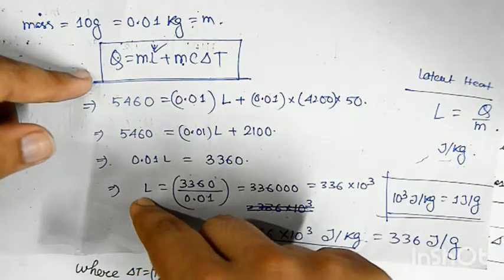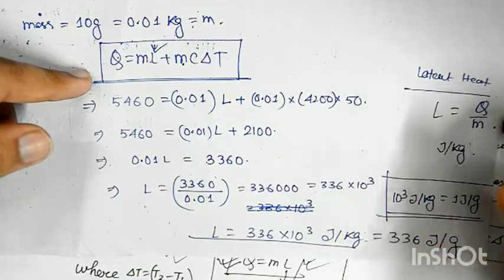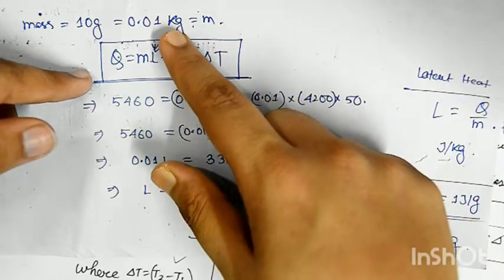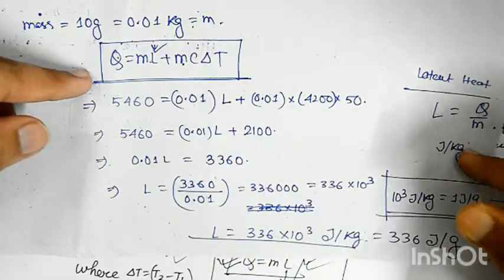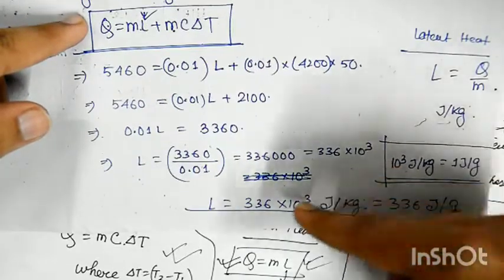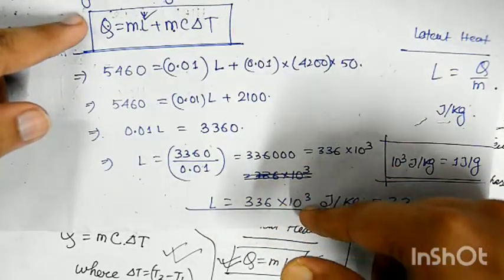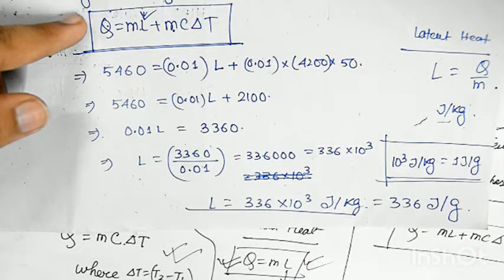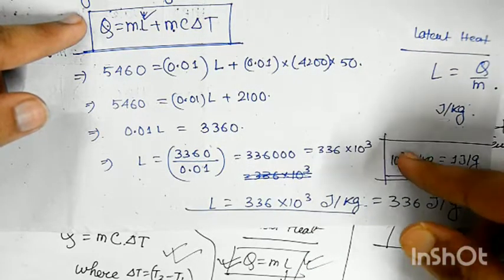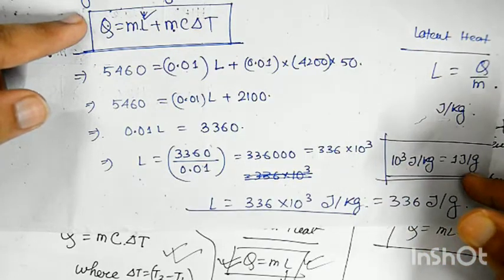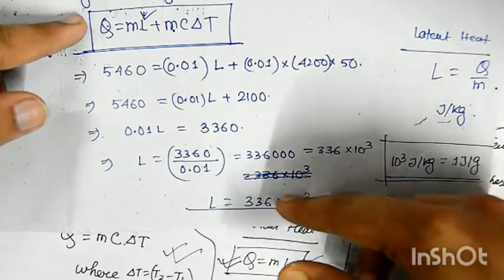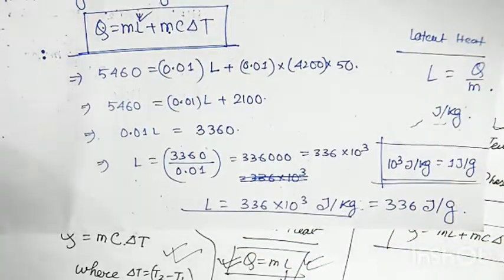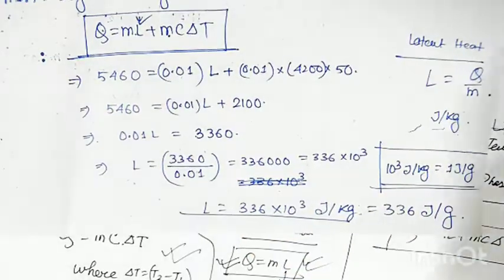What should be the unit? Latent heat's unit, we know, L equals Q by M. So joule per mass. Here the mass is calculated in kg. So joule per kg. That is why 336 into 10 to the power 3 joule per kg. And if you just want the answer in other units, 10 to the power 3 joule per kg is 1 joule per gram. So 10 to the power 3 joule per kg can be written as joule per gram. So this is the answer of question number 1.